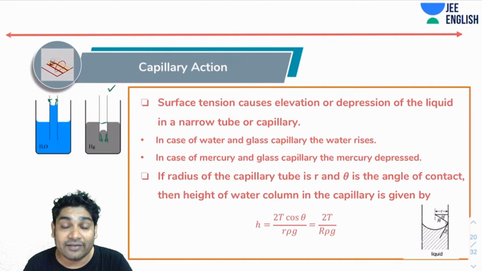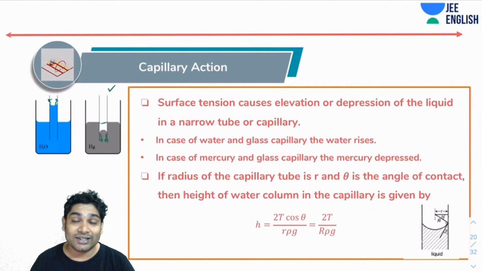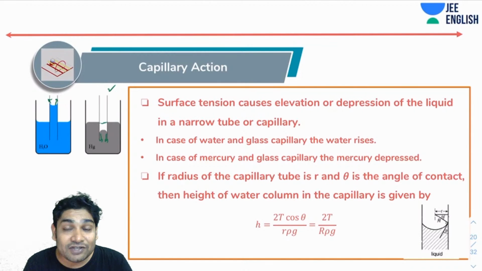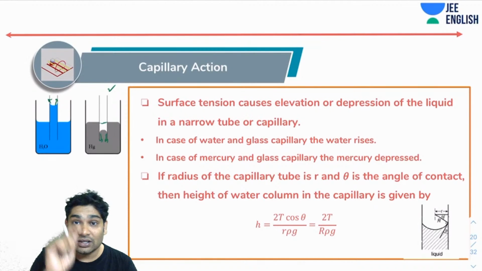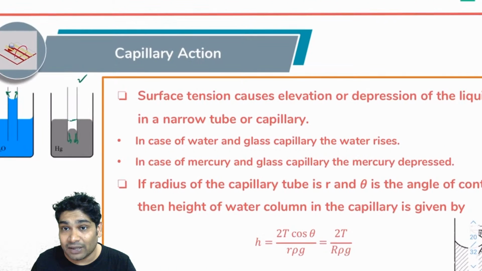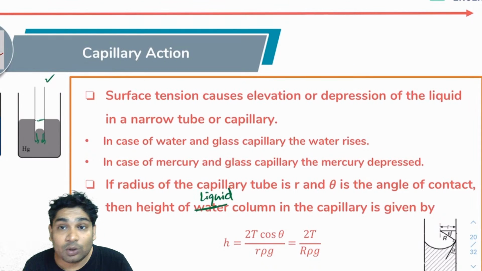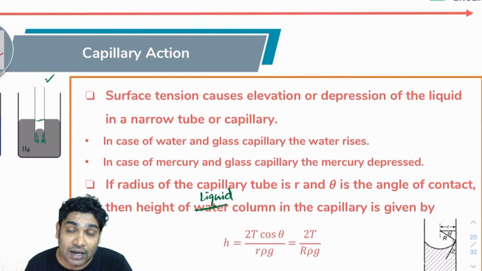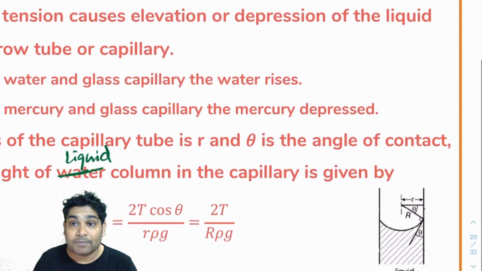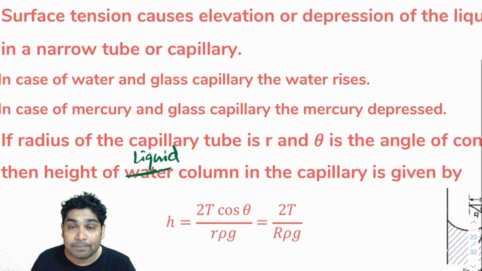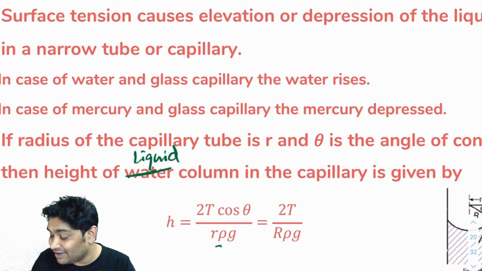Okay, I'm not showing you the derivation because this is a revision class, but this is what the expression goes like. If the radius of the capillary tube is small r and theta is the contact angle, then the height to which the liquid rises. Okay, so this should be liquid, by the way, not necessarily water. So for any liquid column, the height would be 2T cos theta over r rho g, where T is the surface tension, theta is the angle of contact, small r is the radius of the capillary, rho is the density of the liquid, and g is the acceleration due to gravity.